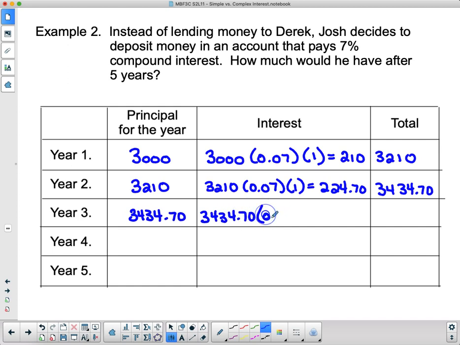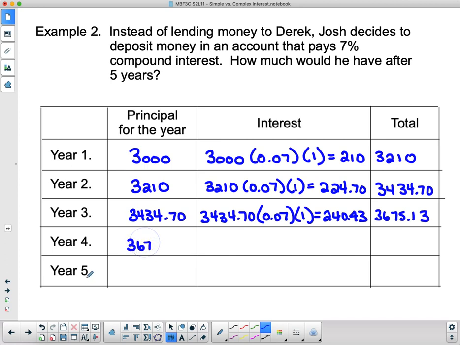$3,434.70 times 0.07. And again, it's only for 1 year. We do this 1 year at a time. And we get $240.43. So we have to add on $3,434.70 plus $240.43, and we get $3,675.13. Reinvest that, so that becomes our new principal. We're almost there, guys. I know this is a little tedious.